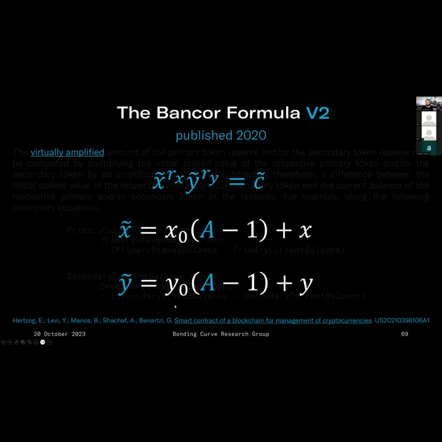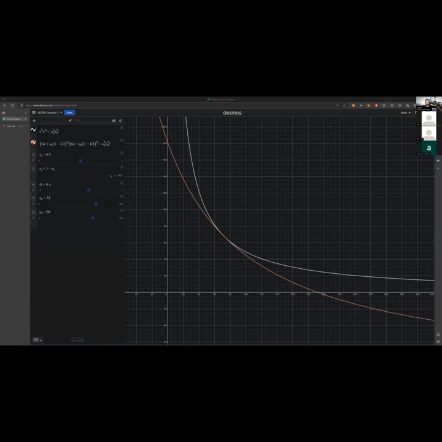And the reason is simple. If you imagine that the amplification coefficient is one, meaning there is no amplification, the virtual tokens are the same as the other tokens. Then it should be clear that whatever these two components are is equal to the normal constant of the constant product Cobb-Douglas function that we've seen in the last two lectures. So you can start with these very basic assumptions and construct the formula that way. Or you can start from the projective plane and develop the equations that way.